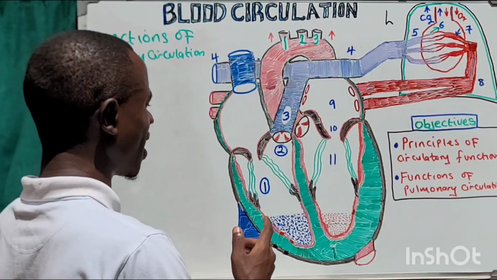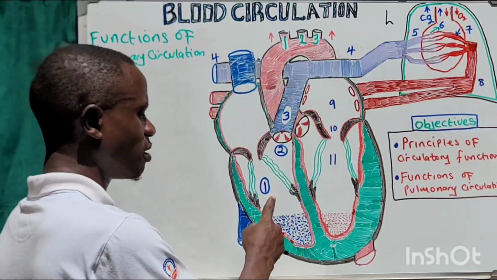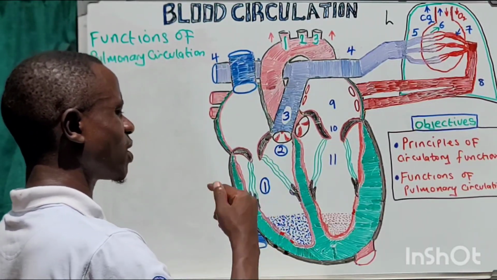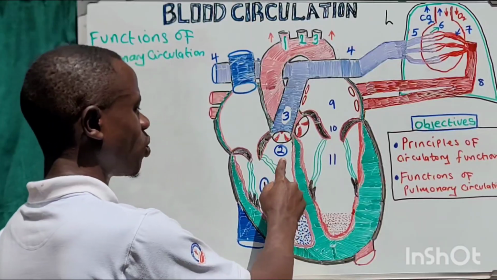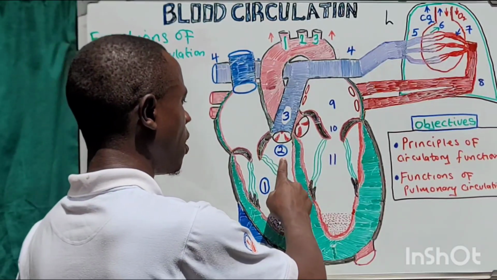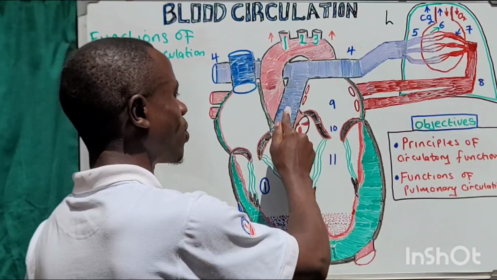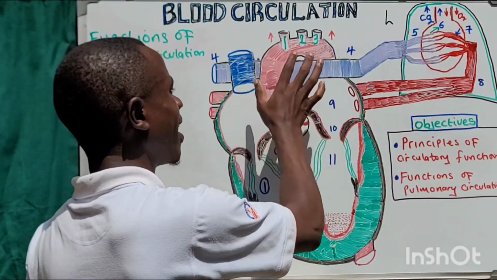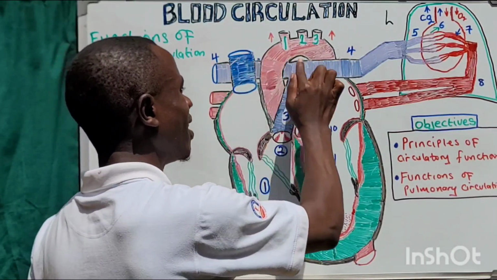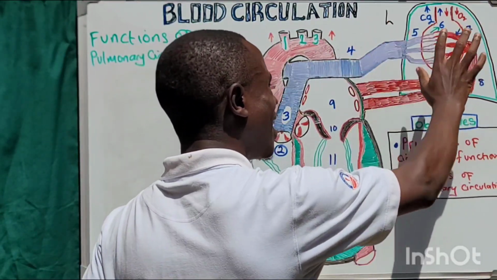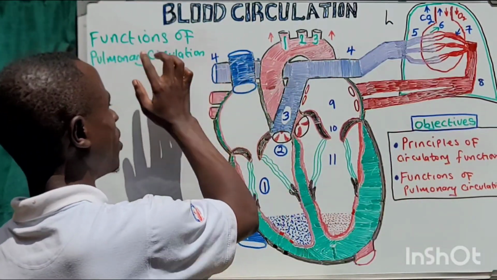We said that the pulmonary circulation starts from the right ventricle. The right ventricle squeezes this blood as if it has never squeezed before to hit the structure called the pulmonary semilunar valve. Once the blood bypasses the pulmonary semilunar valve, it will enter the pulmonary trunk. The pulmonary trunk will bifurcate into the right pulmonary artery and the left pulmonary artery. The left pulmonary artery will take this blood to the left lung, and the right pulmonary artery will take it to the right lung.